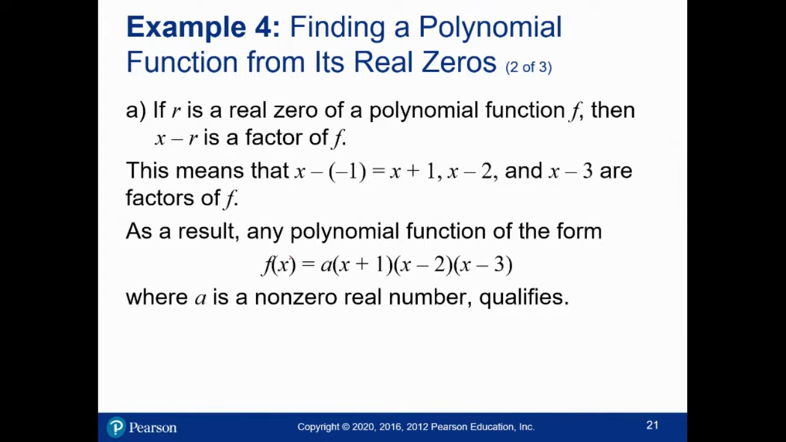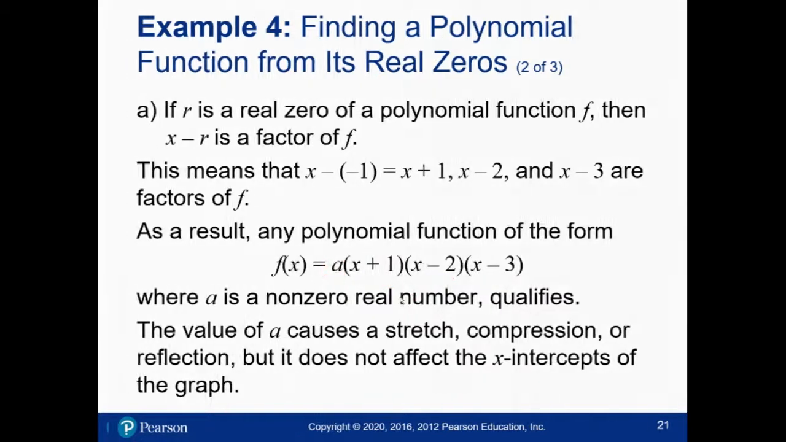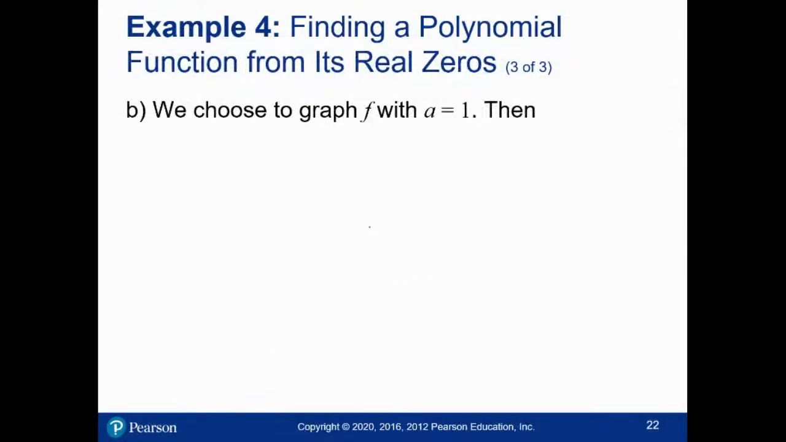We do have the option of multiplying by some number out here if we want. It's not going to change the fact of where we get out zeros. Okay. We can change a, and that causes a stretch or compression or reflection, but it's not going to change the intercepts. Again, if one of these things spits out a 0, then I get 0. It doesn't matter what a is. Okay, so let's graph it with a as 1. This is exactly what we had on the other slide, x plus 1 times x minus 2 times x minus 3.